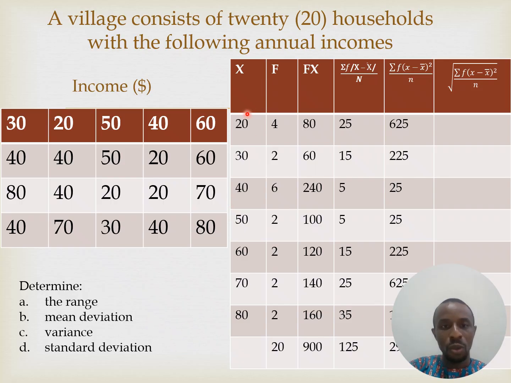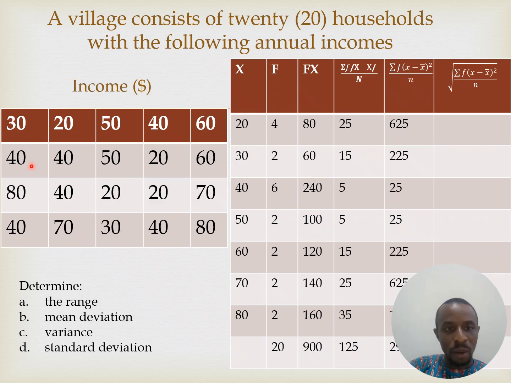Now the first thing to do is to prepare a table. Arrange the income in ascending order, beginning with 20, 30, 40, 50, $60, 70, and 80. Now the frequency here is the number of times that each income appears. Like how many households have $20? When we count, we check line by line. We have 1, 2, 3, 4. So that's 4. For 30, we have 1, 2.